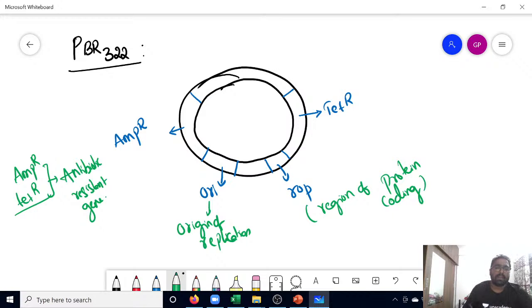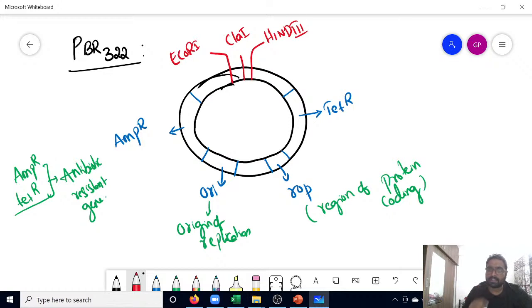Now before going further, you have to know the restriction enzyme sites, that is, which enzymes act on which part. Here at this site, EcoRI will have the restriction site, ClaI here, and this is HindIII. On tetR, you will have two enzymes: one is BamHI and SalI. And on this side, we have PvuI and PstI, which have restriction sites here.